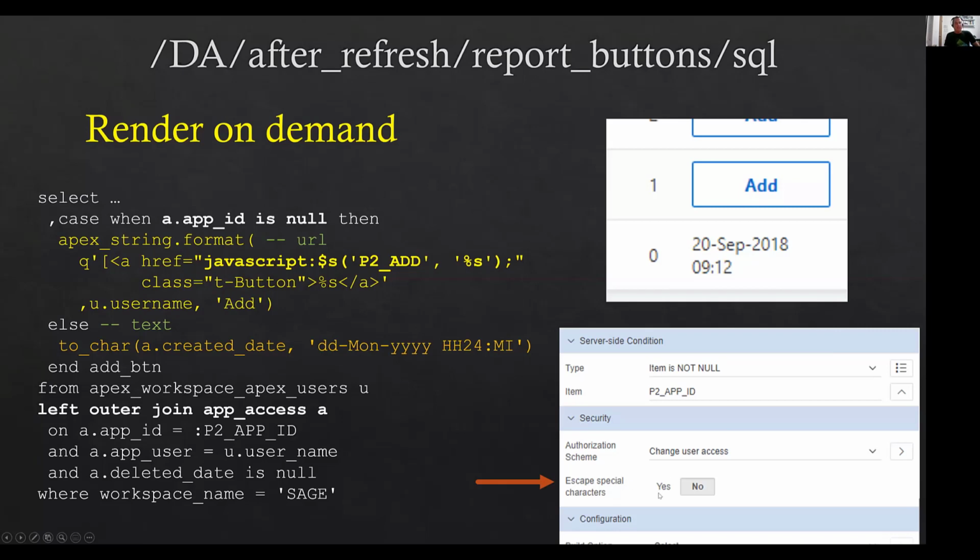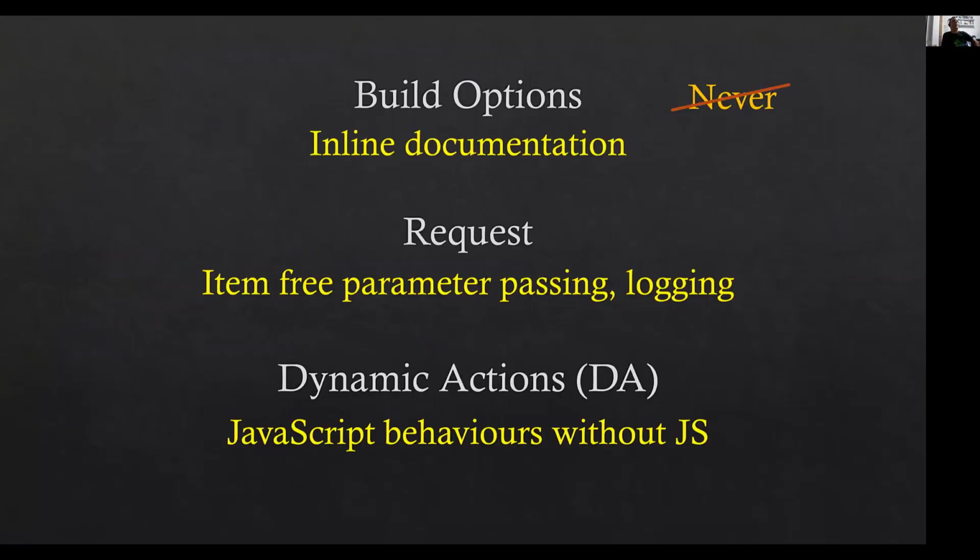So we need the escape special characters attribute set to no, which is not the default. The default is yes. But we want to set it to no because we're generating some HTML inside our SQL here. We need to trust what we've generated and get Apex to display exactly as shown. Otherwise, it will be rendered and escaped, and we'll just see HTML code in our report, which is usually what we all see when we forget to check that box the first time we write this and render the page. We all do it. Whoever says they don't is lying.